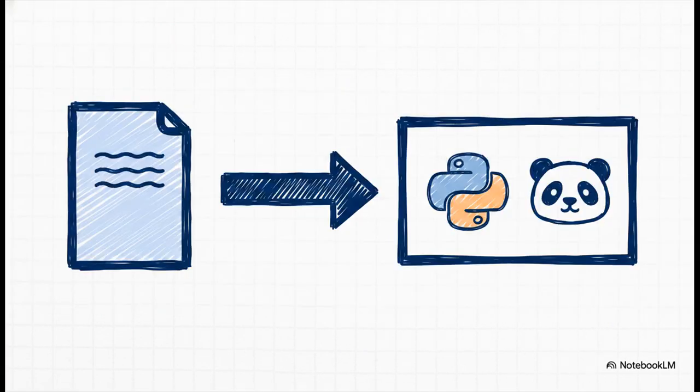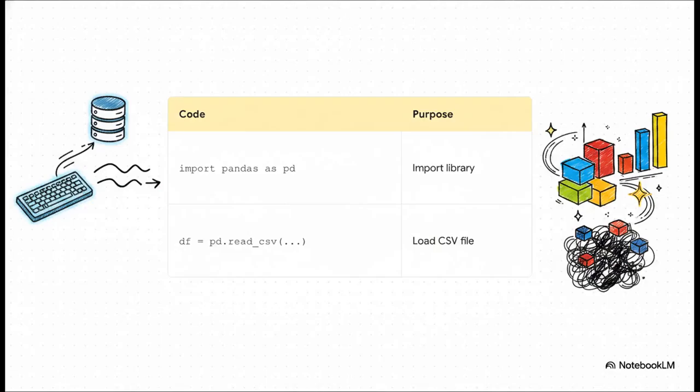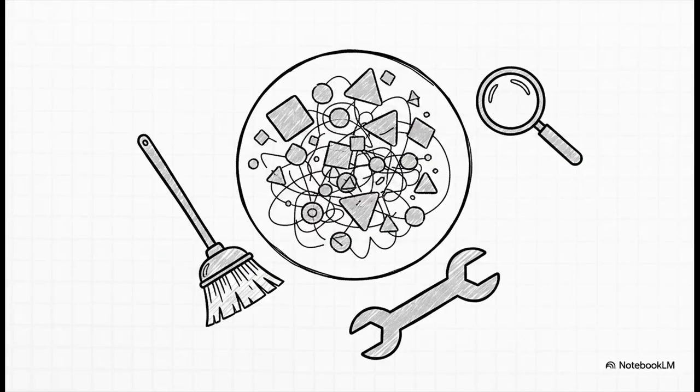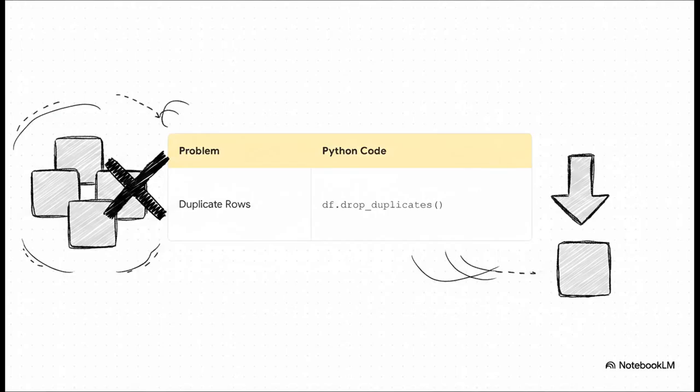Okay, step 1. First, we've got to get our data into Python. We'll be using pandas for that. And believe it or not, it just takes a couple of lines of code. That's it. All right, now for the really crucial part, the cleanup. Let's tackle the usual suspects. First up, duplicate rows. We'll find them and we'll get rid of them.